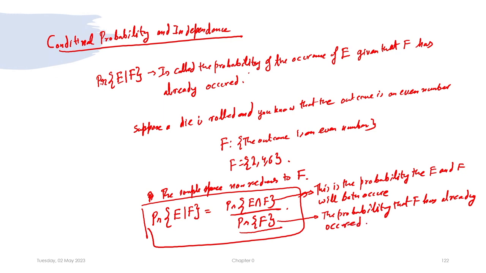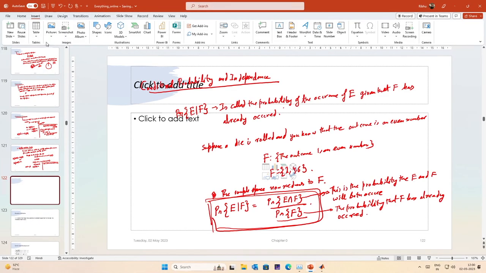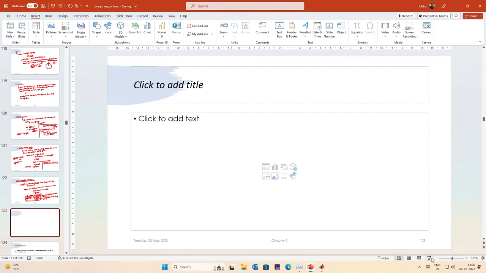So, given that the outcome is an even number, what is the probability that the outcome is 4? You take the probability of the outcome being an even number and being 4, and divide that by the probability of the outcome being an even number, so you will get 1/3. What is the probability that the outcome is 1 given that the outcome is an even number? The event of the outcome being an even number excludes the possibility of its being 1. That's how you define this, and this also helps us define the idea of total probability.